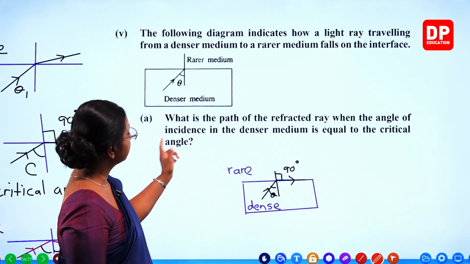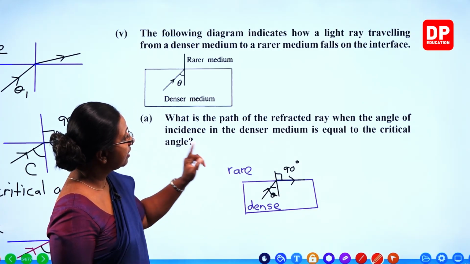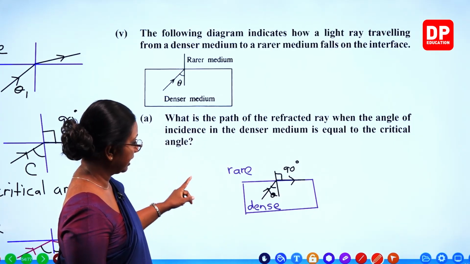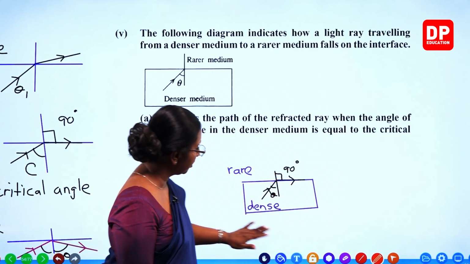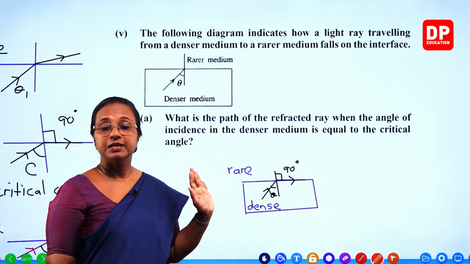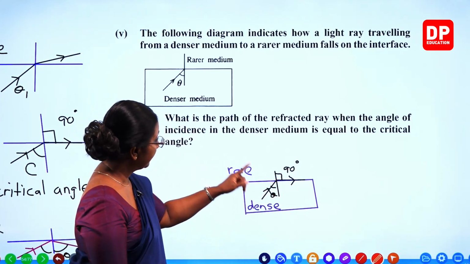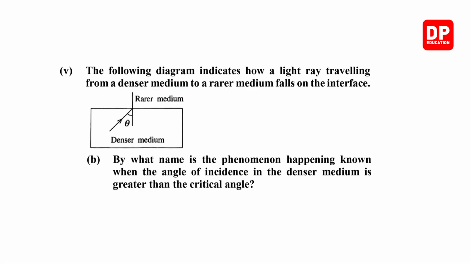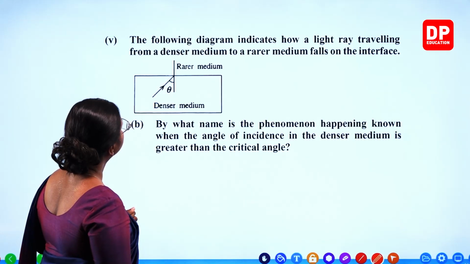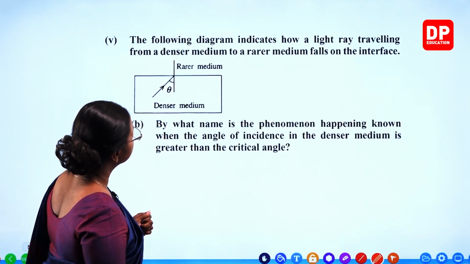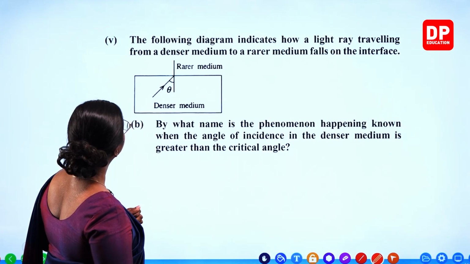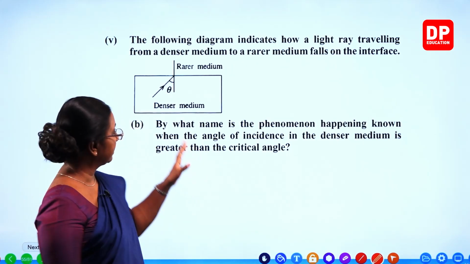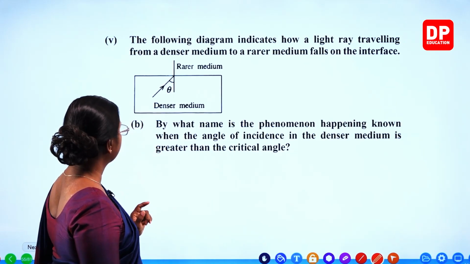Is that clear? What is the path of the refracted ray when the angle of incidence in the denser medium is equal to the critical angle? Like this, you need to show it in the diagram. Is that okay, students? So with that, I'll move on to the next part. Then the fifth part of the question. The following diagram indicates how a light ray traveling from a denser medium to a rarer medium falls on the interface. That is the same question, same diagram.